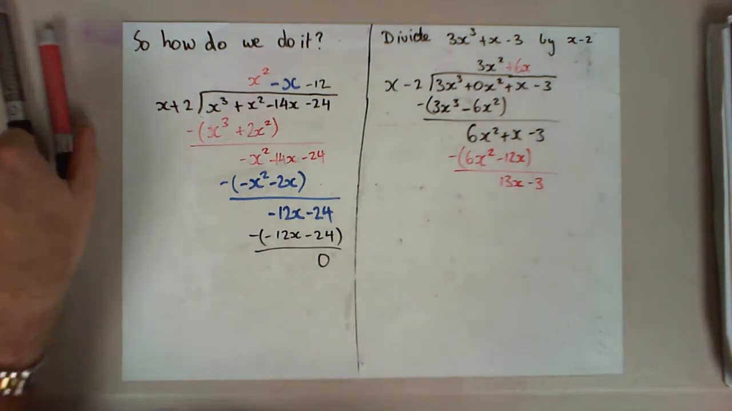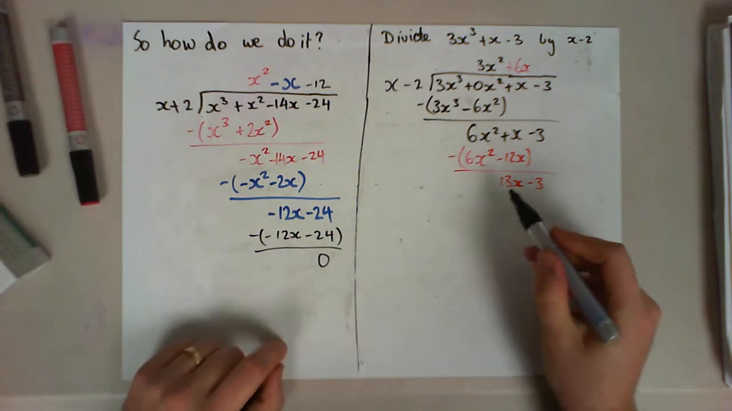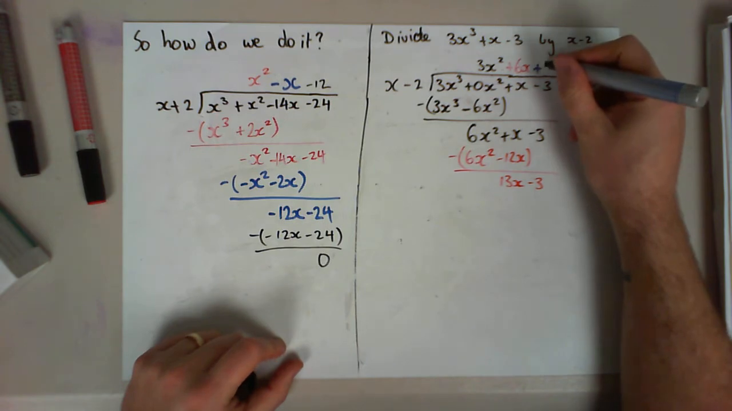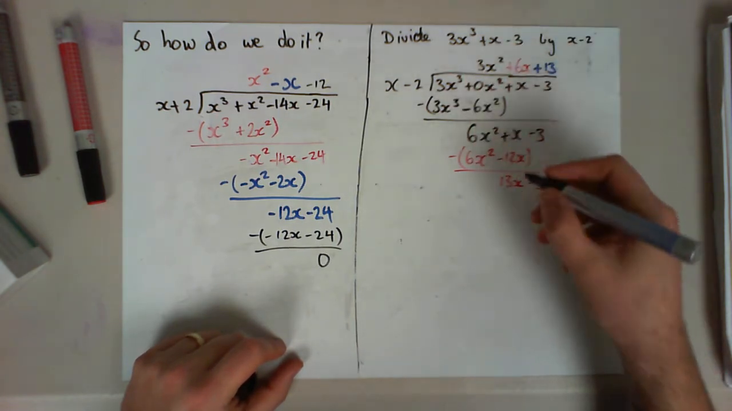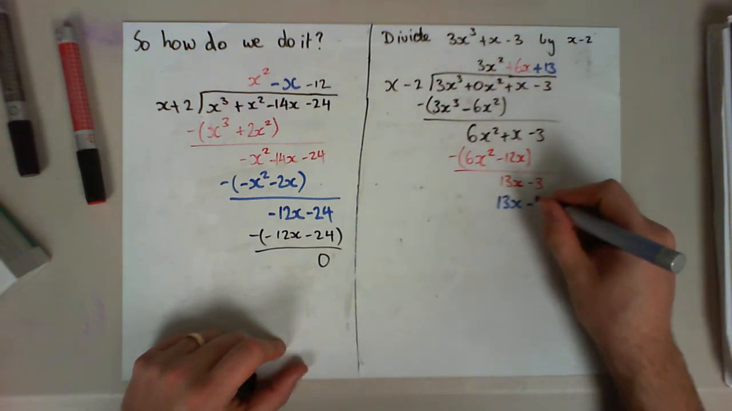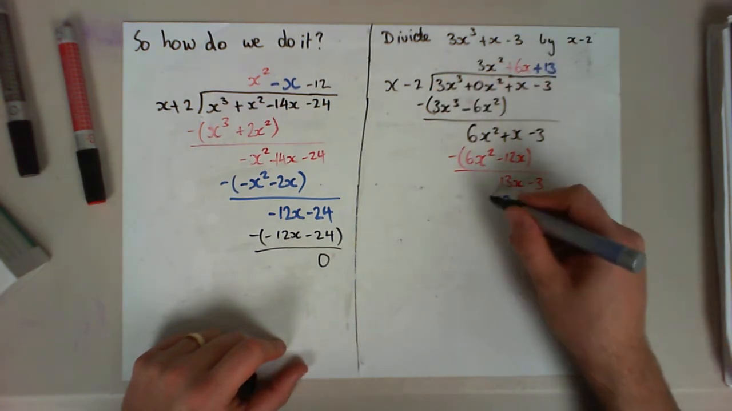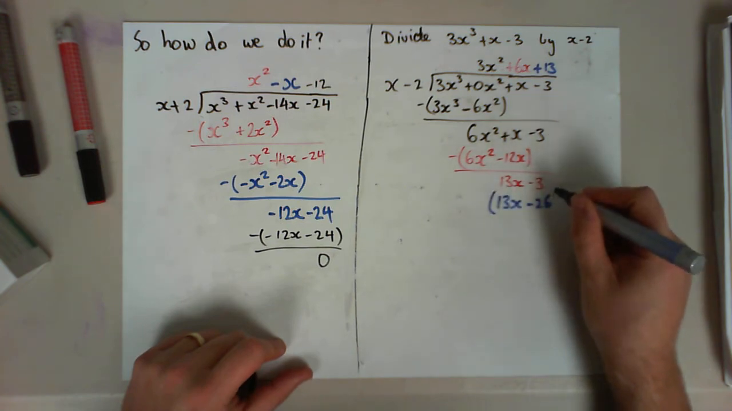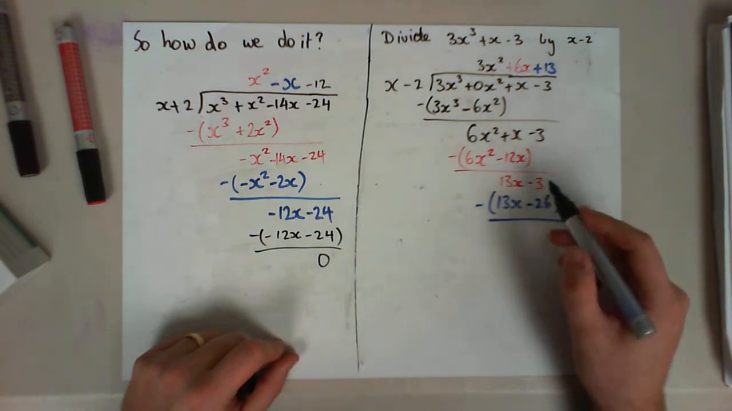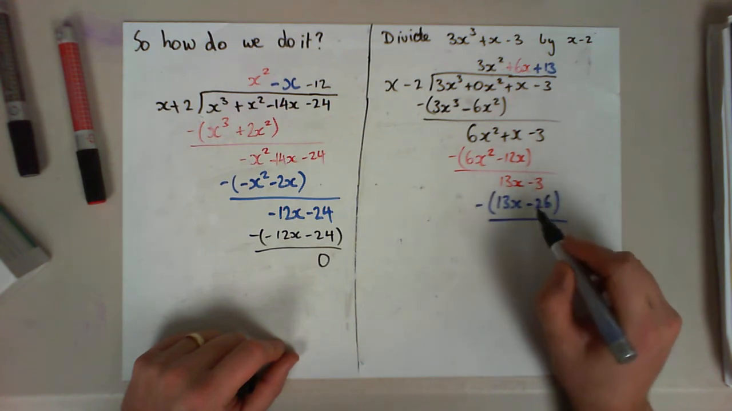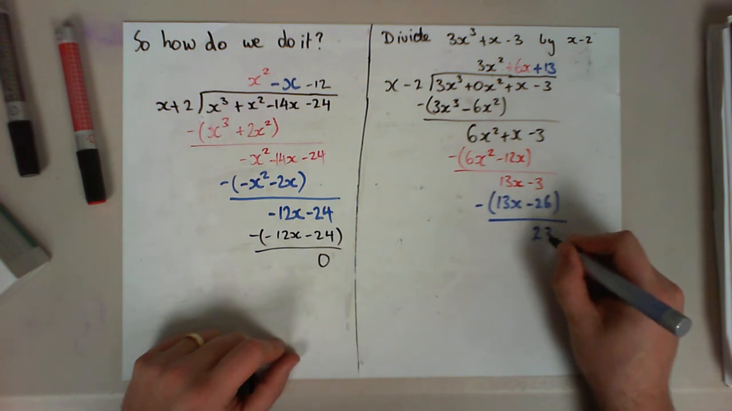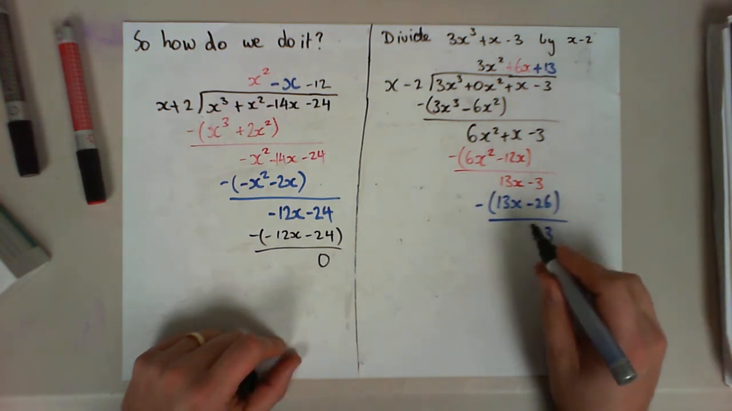Okay, next line. 13x divided by x will give us 13. 13 times x will give us 13x. 13 times negative 2 will give us negative 26. Okay. Bracket, bracket, take away, line underneath. 13x take 13x is 0. Negative 3 take negative 26, so adding it on will give us positive 23. Okay, so this is our remainder this time.